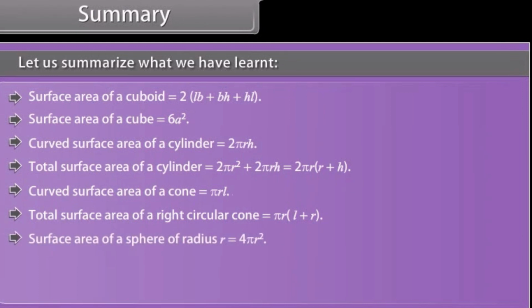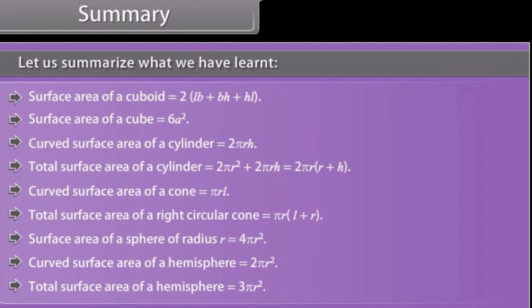Surface area of a sphere of radius r is equal to 4πr². Curved surface area of a hemisphere is equal to 2πr². Total surface area of a hemisphere is equal to 3πr².